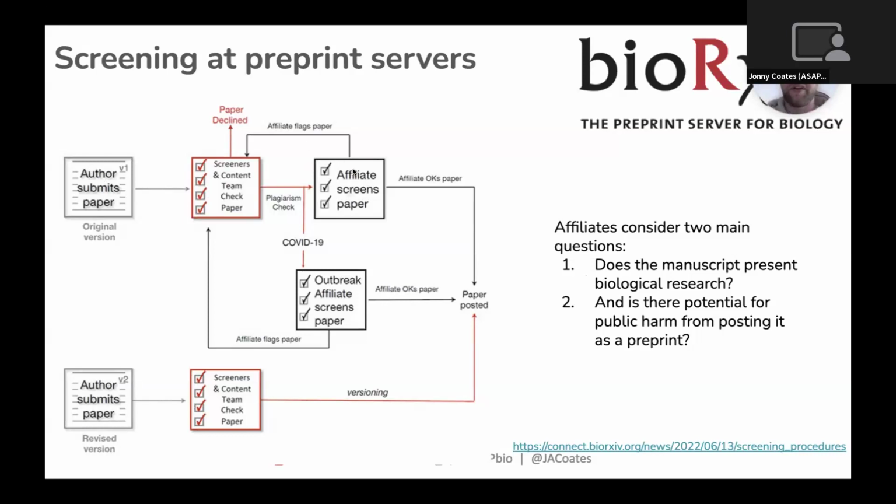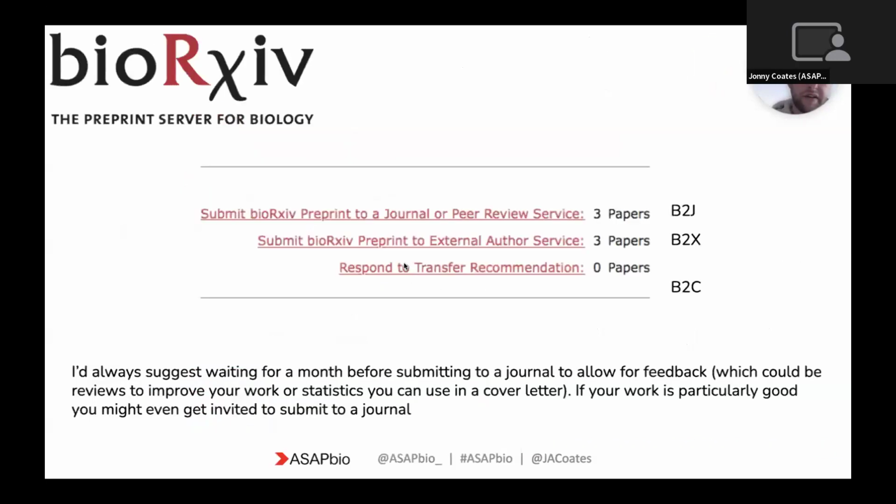So once the affiliates have screened that process, if they say it's okay, then that paper appears online. And as I said, this whole process takes at most 48 hours, usually. Every now and then you will get something that takes a little bit longer, but that 48 hours is the average time.